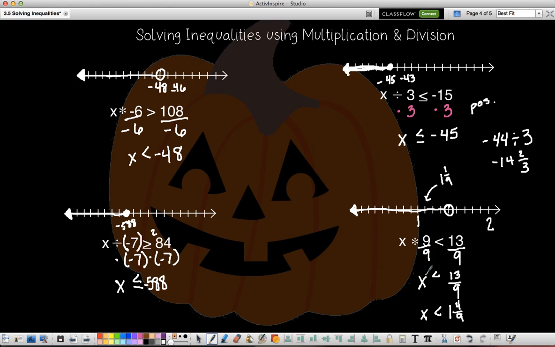And we're done. So it's okay if your number ends up looking like a fraction. As long as you have the solution at the end and you plug it back in and it works, you're all set. Now, here's the thing. I can plug in any number that is smaller than 1 4/9. So I could plug in 1 3/9, and it should come out less than 13/9. That's what that is telling us.